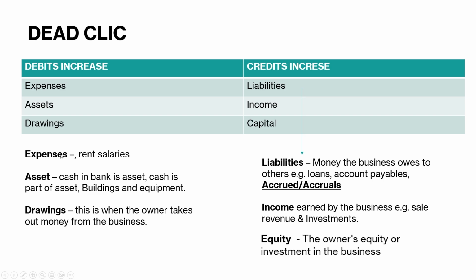Below you can see expenses are rent and salaries, assets are cash and bank. Yep, cash is part of an asset. Buildings and equipment. Drawings is when the owner takes money out of the business. Liabilities, this is when the business, remember you're looking at it from a business perspective, owes money to other suppliers, such as loans, accounts payable, these are liabilities. Income, these are earned by the business, for example sales revenue and investment income. Equity, these include share capital, retained earnings, and owner's capital.